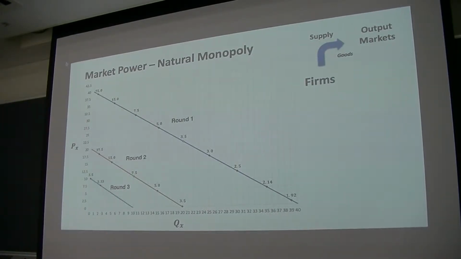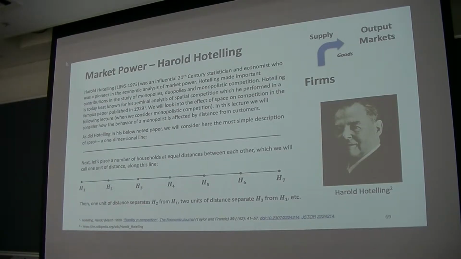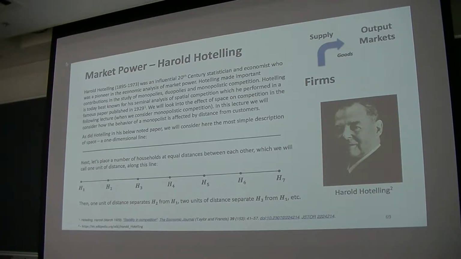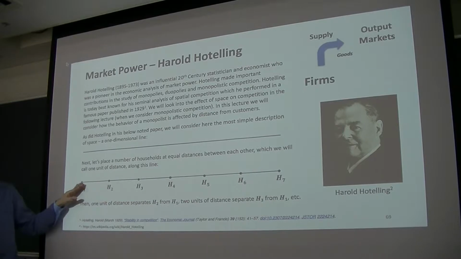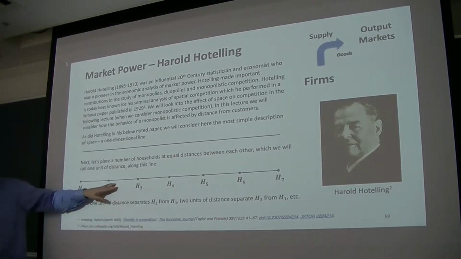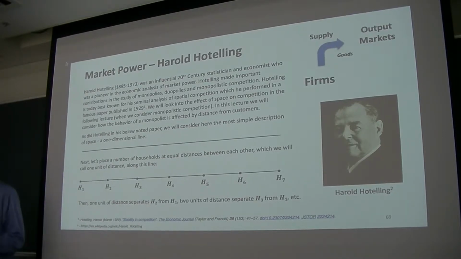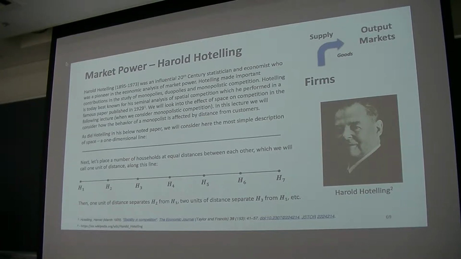So that is a natural monopoly. I'm going to move to a discussion. I introduced this topic the last time, and I'll go over this very quickly. I've talked about the location of households. This is market power and spatial competition. So we're interested in competition in space, where households are located along a line.